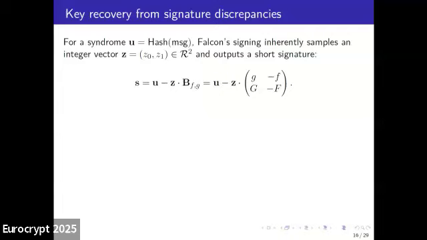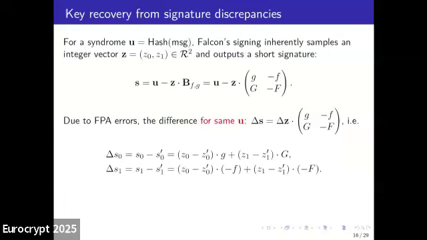For the syndrome view, by directly hashing the message or by adding some fixed short. For Falcon's signing, it inherently samples an integer vector Z and outputs a short signature S equal to U minus Z multiplied by the secret basis B. Due to the floating point arithmetic errors, the signature difference for the same U is delta S equal to delta Z multiplied by the secret basis.